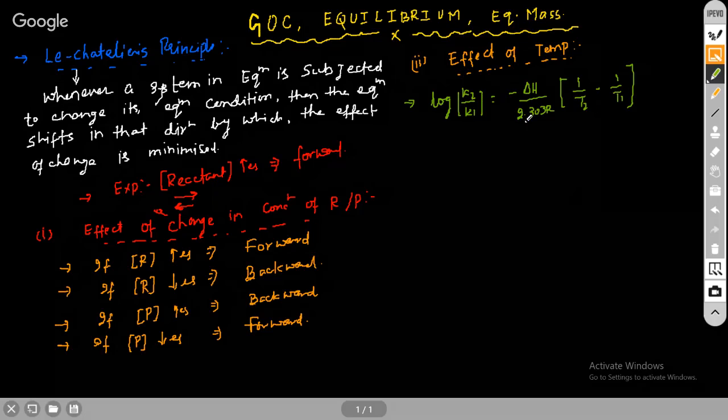And one more thing that you probably know: if K increases, the reaction goes in the forward direction. The greater the value of K, the more the tendency towards the forward direction. If K decreases, the reaction goes in the backward direction. This we already know, right?